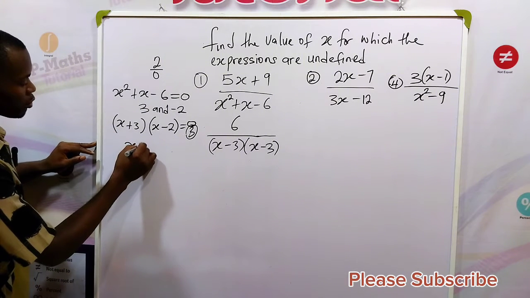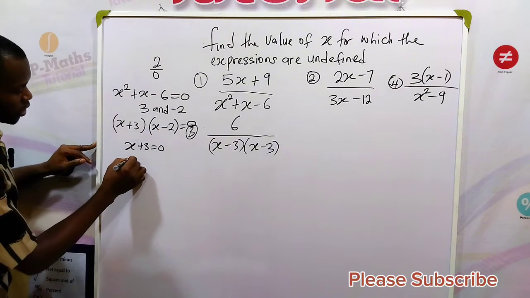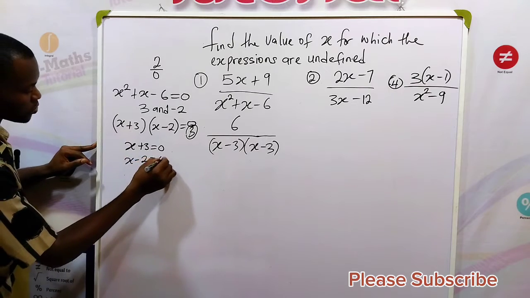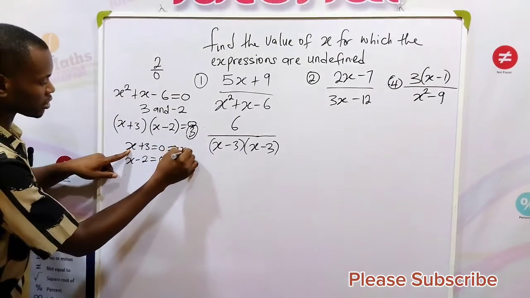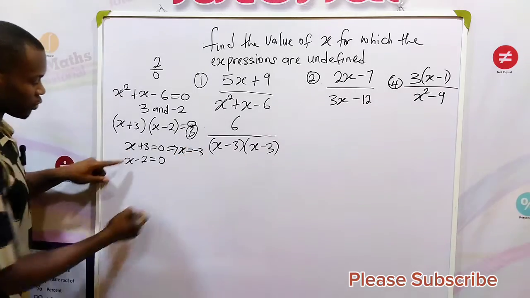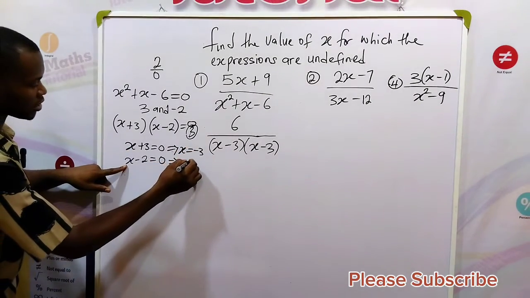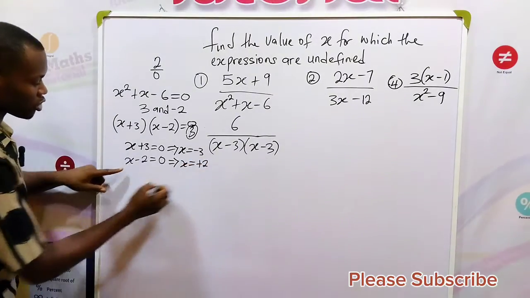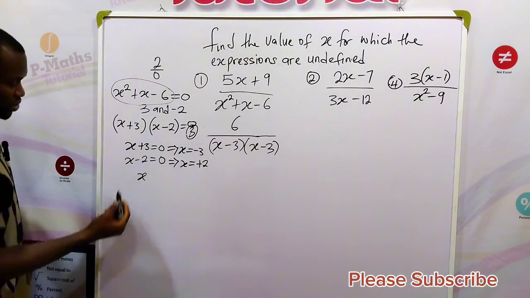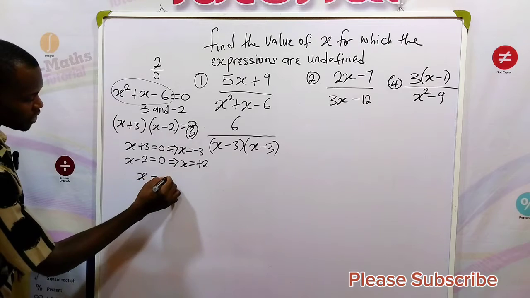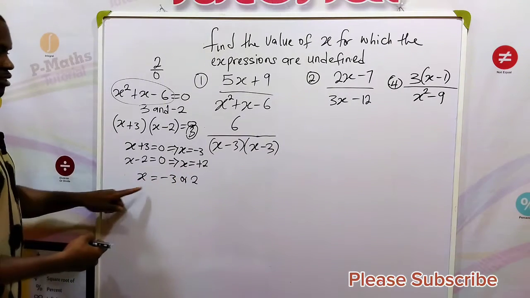We'll have x plus 3 to be equal to 0. Then this, x minus 2 to be equal to 0. So make x the subject here. That means x is equal to negative 3. Make x the subject here. That means x is a positive 2. So the value of x that will make this equation become 0 will either be negative 3 or a positive 2. Let's try it.